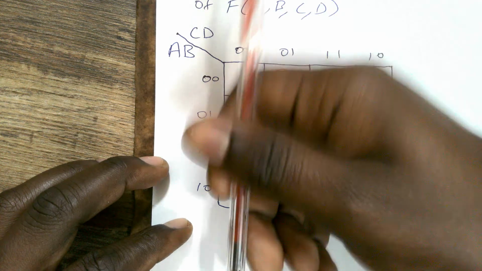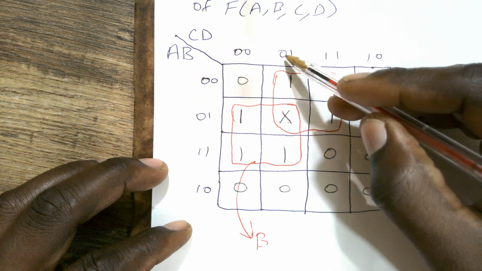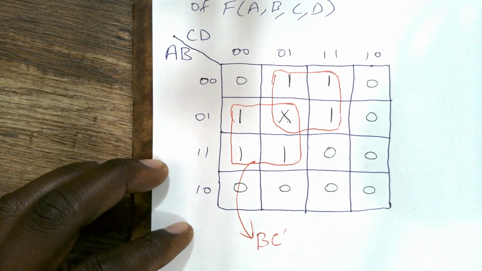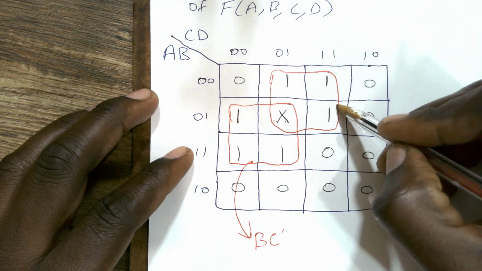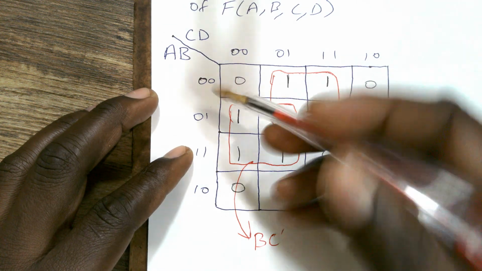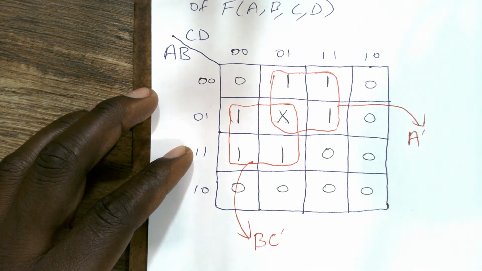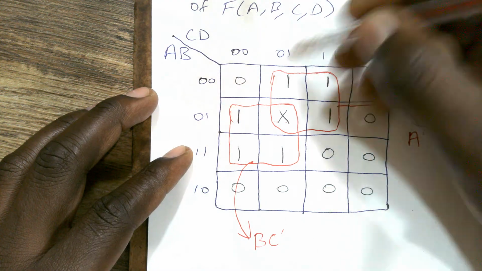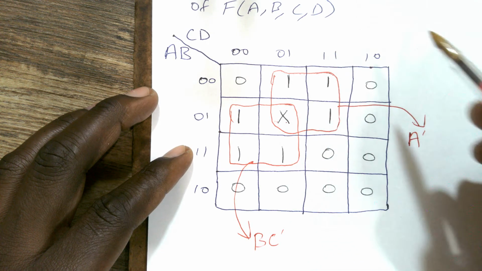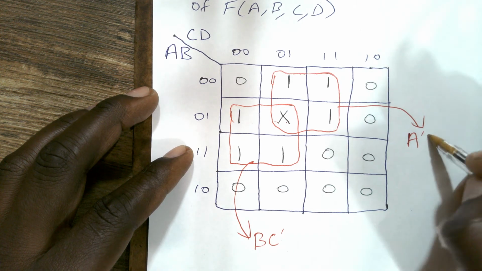Looking downwards, what is common to both of them is c equal to 0. And c equal to 0 gives us the expression c prime. And then if we look at this one here, what is common to all of them in this direction is a equal to 0. That's going to give us the expression a prime. And if we're looking downwards for this square, what is common to both of them is d equal to 1, and d equal to 1 is, think about it, d.